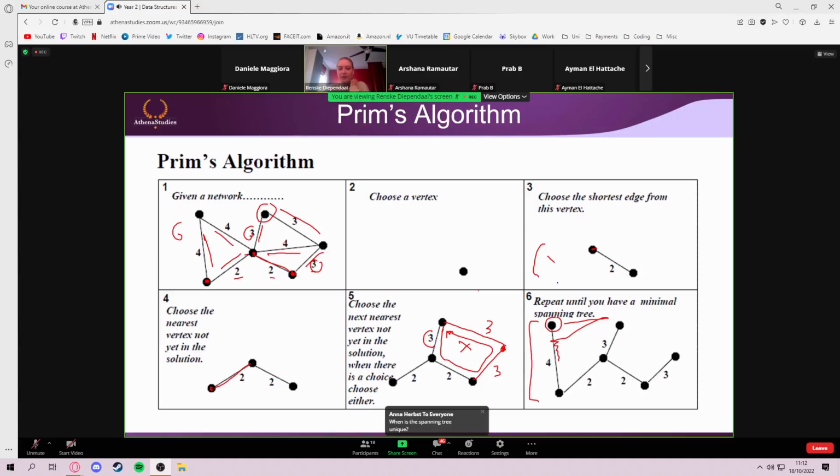When is the spanning tree unique? That's a good question.